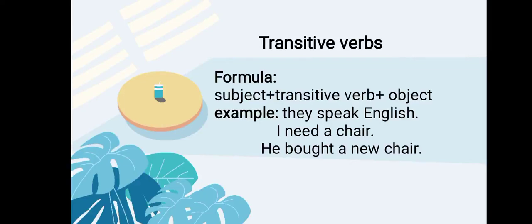I need a chair. I is used as a subject. Need is the verb, and chair is an object. Our action or our necessity is joined with the object, and this fulfills the statement. He bought a new chair. He is the subject, bought is a transitive verb, meaning an action verb, and a new chair is an object. So these are examples of transitive verbs.